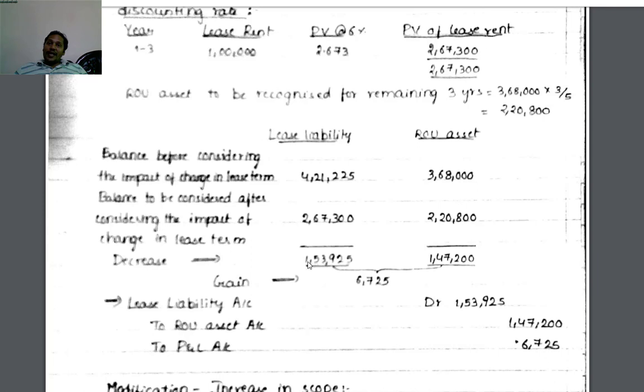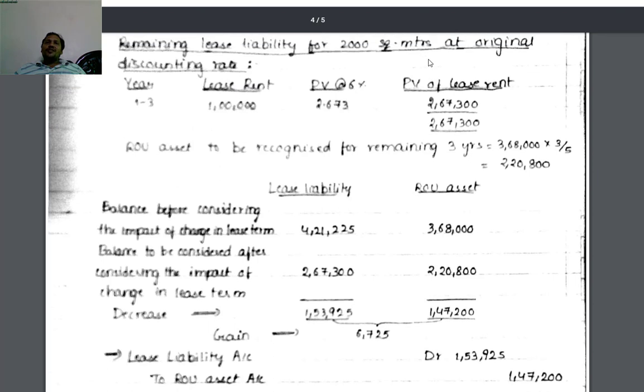So difference, 1,53,925. Our liability decreases by 1,53,925. So whenever there is change in lease term, we have to calculate like this. Decrease in lease term, we have to incorporate like this. So balance lease period is 5 years originally. Now it is only 3 years, because original term we are reducing to 8 years, balance 3 years is there. For 3 years with all other terms being same, we calculated the balance should be 2,67,300. Balance is at 4,21,225. Decrease 1,53,925.